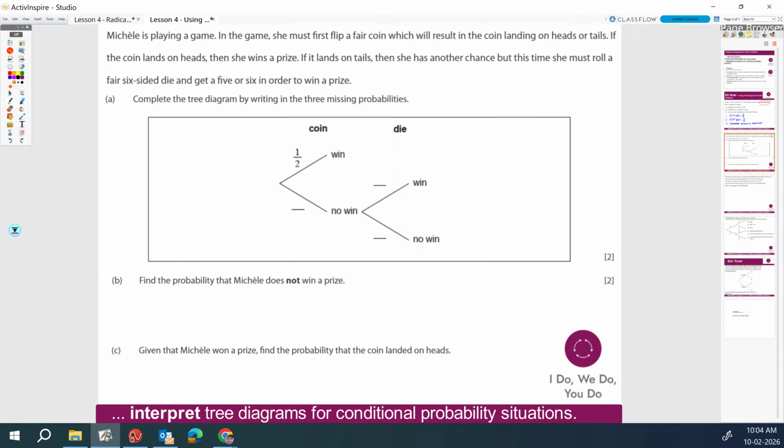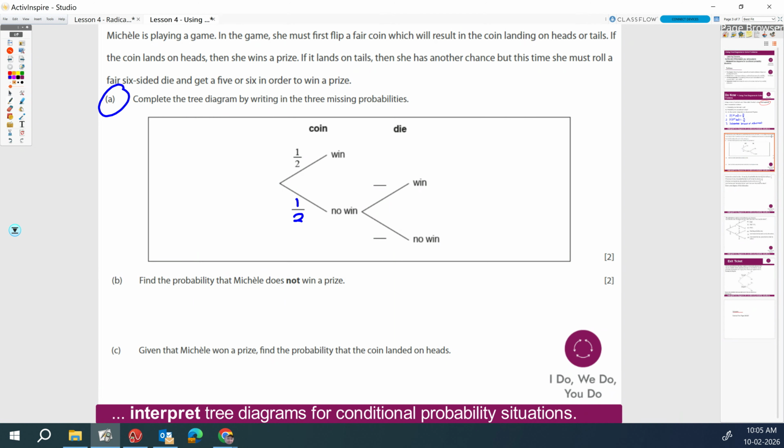So in order to do this, we must start off by completing the tree diagram. We must complete the tree diagram by writing in the missing probabilities. Let's do that one together. So if the probability of winning on the coin toss is 1 over 2, what is the probability of not winning? 1 over 2. This one is always the complement of the other one.